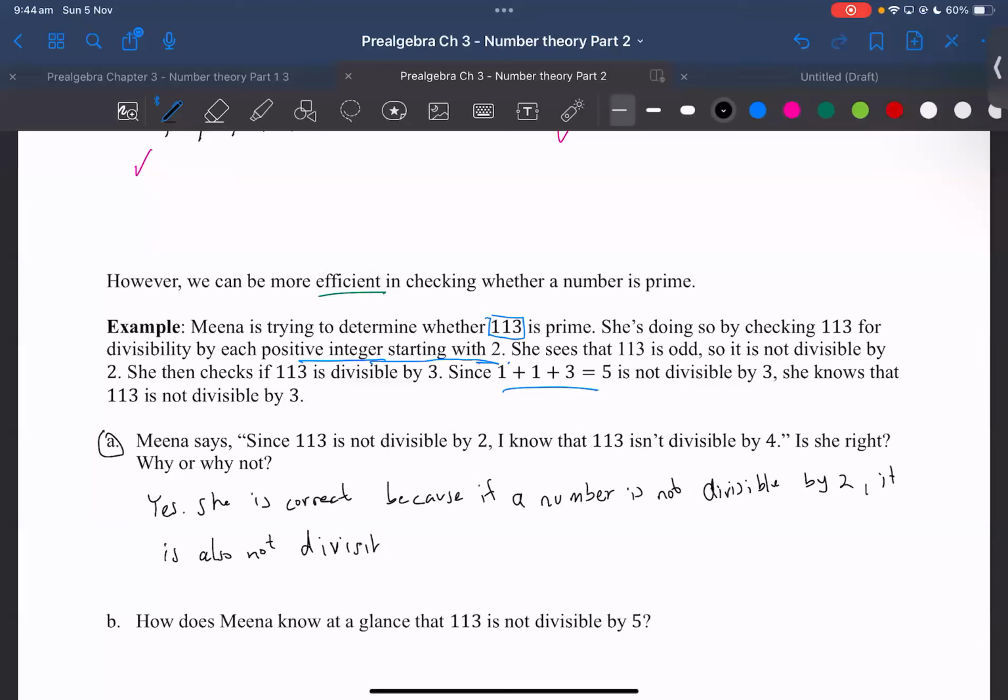But this doesn't just apply to 2. If a number is not divisible by 3, it's not divisible by a multiple of 3 either. Does that make sense? Any questions with this statement? It's a very important point. This will give us a big shortcut, and I recommend you write this down as well.